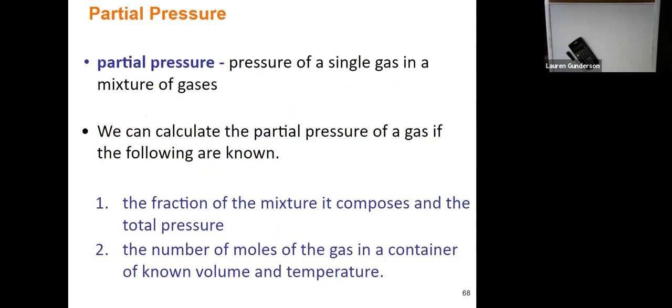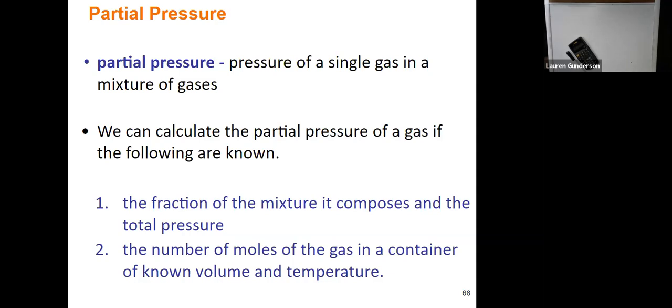Okay? But sometimes we want to get information about a specific gas. If we want to figure out what the pressure, for example, is of one single gas that's present in a gas mixture, that is called its partial pressure. The partial pressure of a gas is the pressure that only that particular gas is exerting within the total gas mixture.